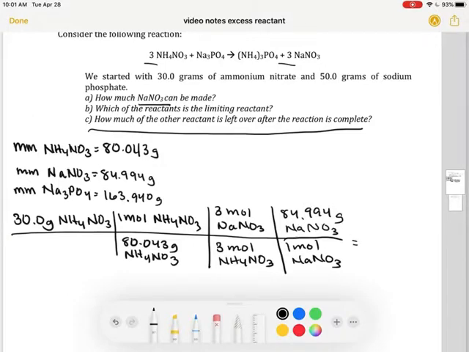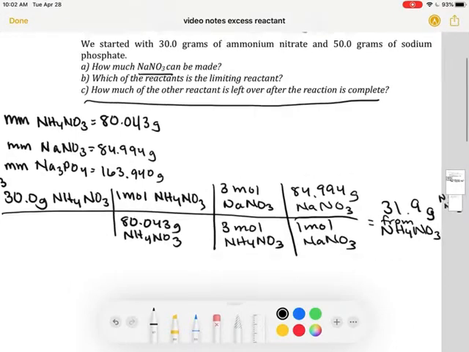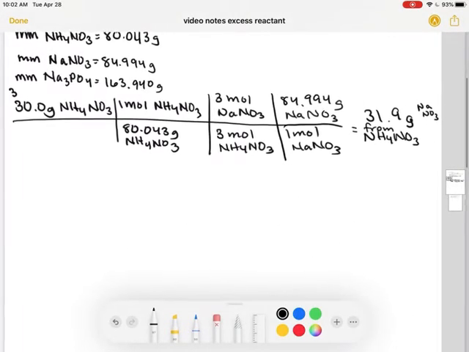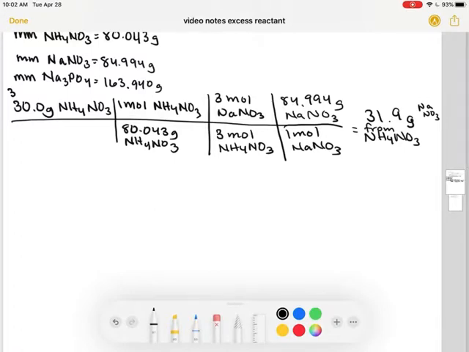Perfectamundo. Okay, so we have 3 significant figures here. And everywhere else there's more sig figs, so we're going to round to 3. We're going to put this into our calculator, and we're going to get 31.9 grams of NaNO3 based off of NH4NO3. Okay, cool.